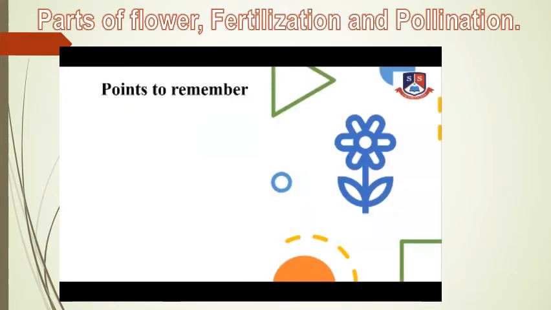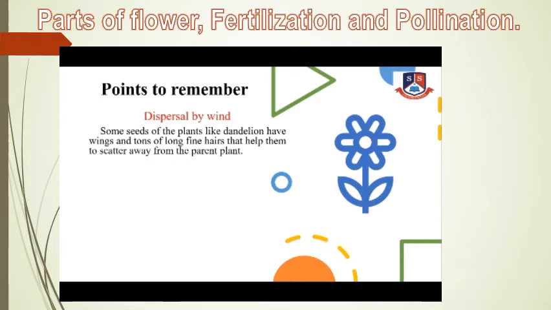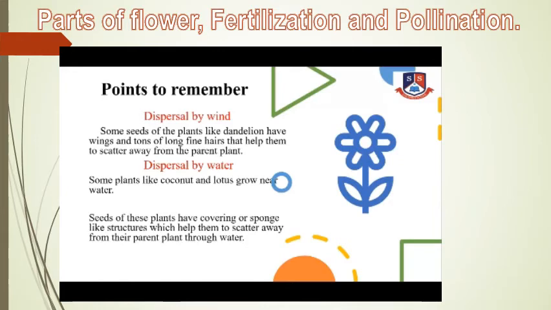Points to remember. Dispersal by wind. Some seeds of plants like dandelion have wings and tufts of long fine hairs that help them to scatter away from the parent plant. Dispersal by water. Some plants like coconut and lotus grow near the water. Seeds of these plants have coverings or sponge-like structures which help them to scatter away from their parent plant through water.